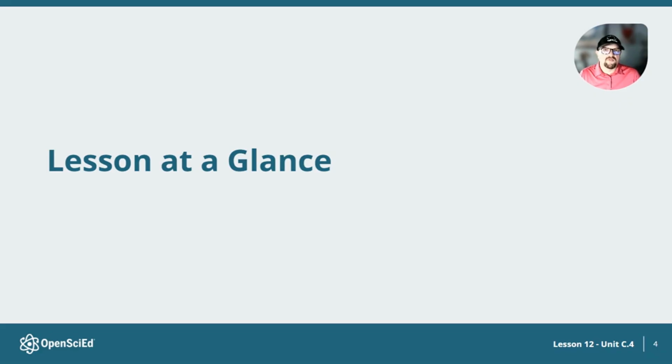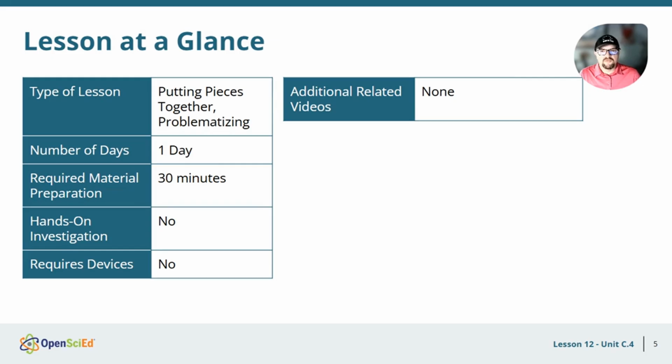Let's take a look at the overall design for Lesson 12, which is a one-day putting pieces together and problematizing lesson. There are no wet labs, titration setups, or student devices needed, but the teacher guide still calls for about 30 minutes of prep time, which should drop dramatically after the first time you teach this lesson. In my experience, that prep time is entirely about knowledge management. You'll want to get your chart paper hung, markers out, sticky notes prepped, and fresh copies of previous readings printed so students can dive straight into sense making without logistical delays.